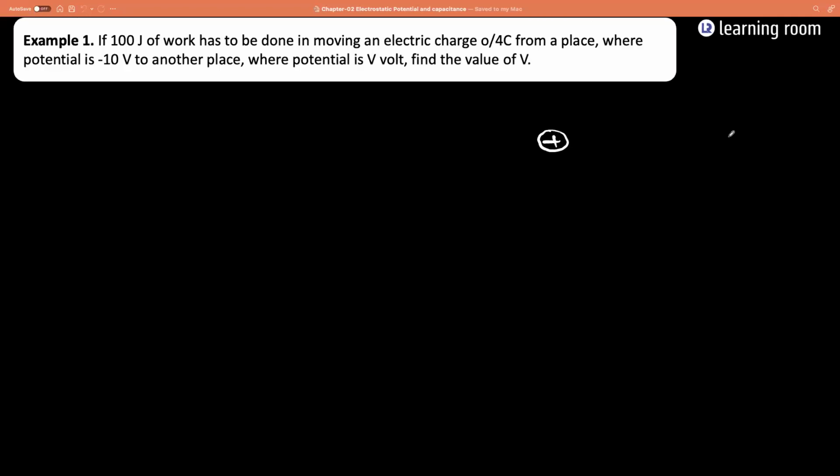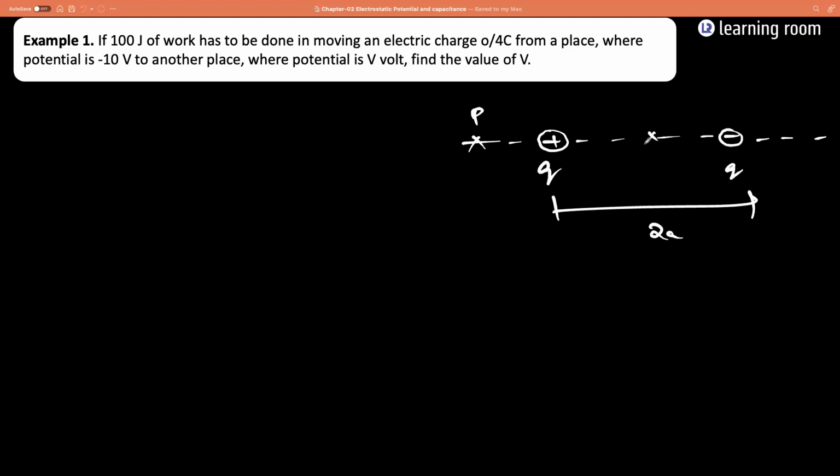See, if this is plus charge, this is minus charge. If I want to calculate the potential at point P, how should I apply? This is Q, and the distance of separation between them is 2a. So where is the distance with respect to a dipole measured from? It is always measured from the center. So if you break the dipole into two equal parts, A and A, so from the center, if I take this point to be at a distance R, then how much will this value be?